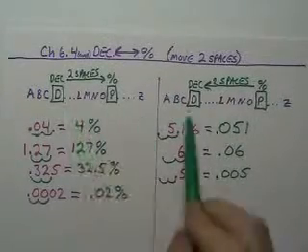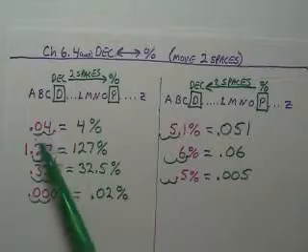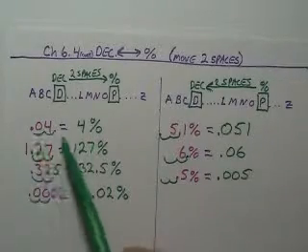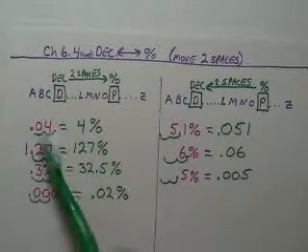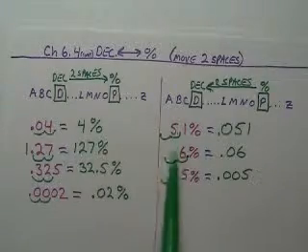So hopefully looking at the alphabet will help you memorize which direction to move the decimal. You know you have to move it 2 spaces, but which way? And hopefully this will help you out.